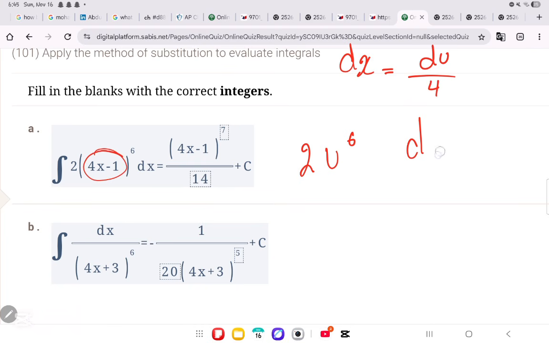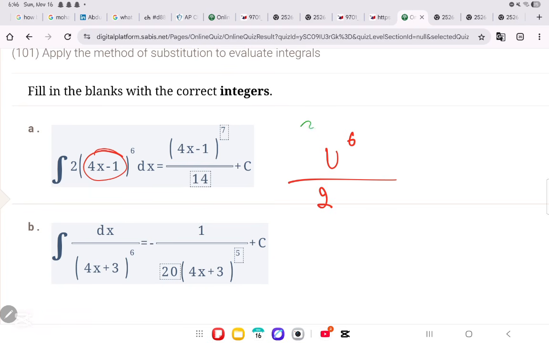So dx, I can switch it with what? With du over 4. 2 over 4 is half, right? And then I'm left with u to the power of 6. So now it's what? It's u to the power of 6 over 2. And now I need to do the integration. u to the power of 6 plus 1 over 2 times 6 plus 1. So it's u to the power of 7 over 14 plus c.